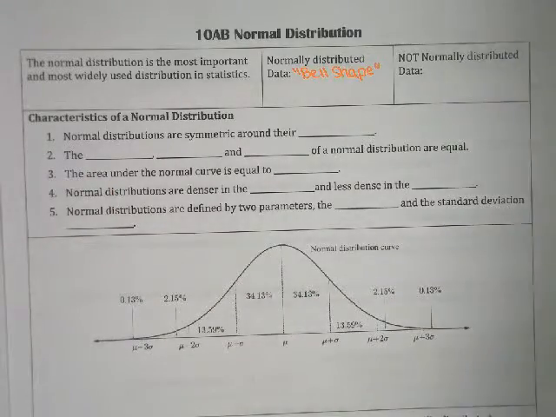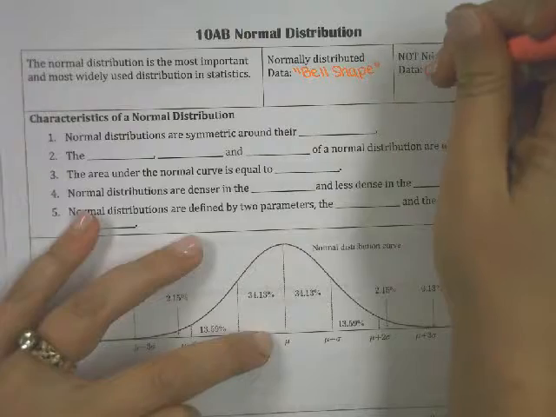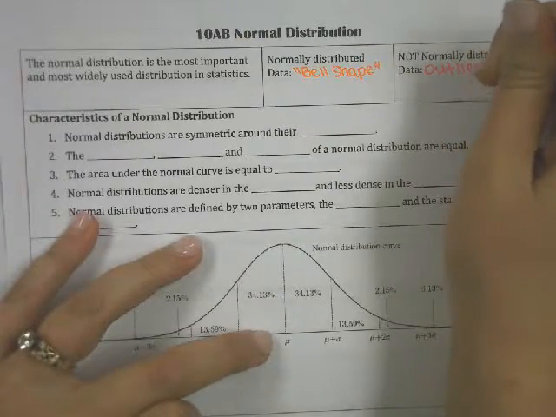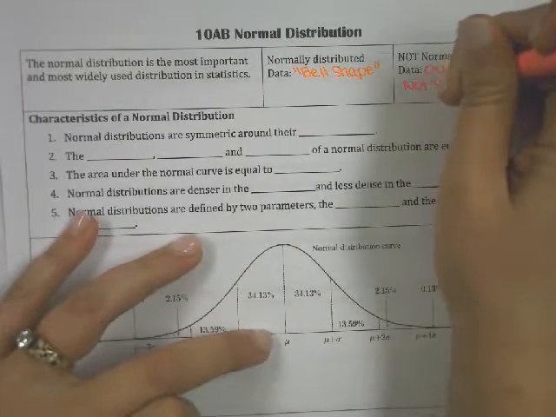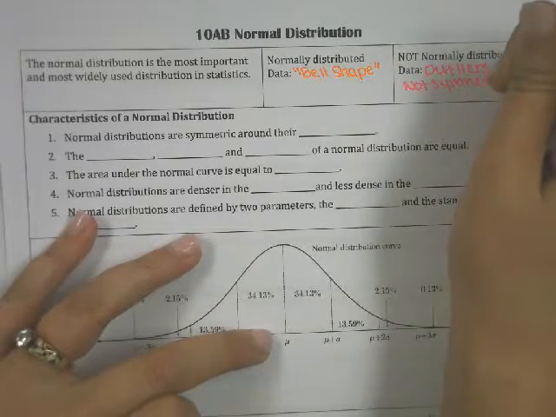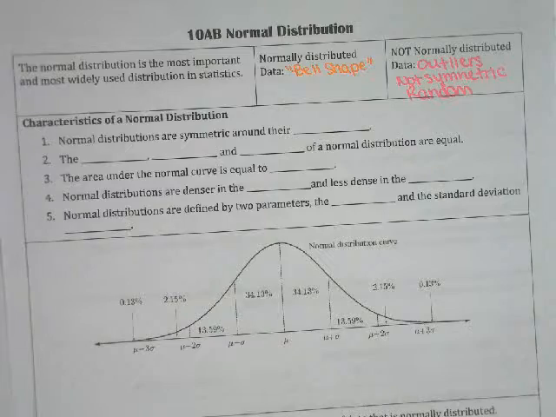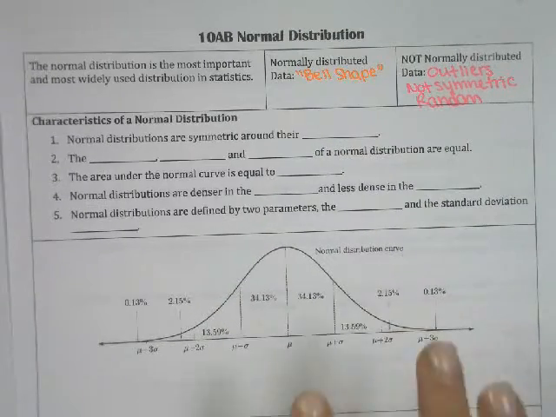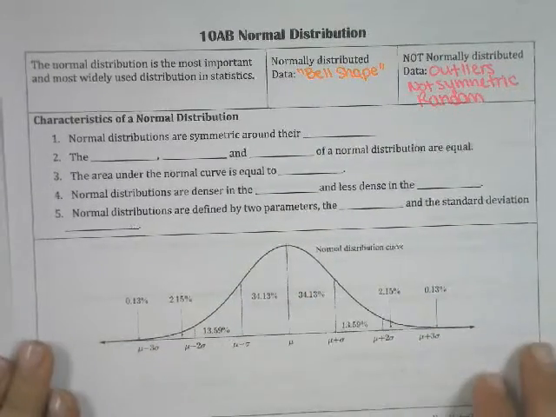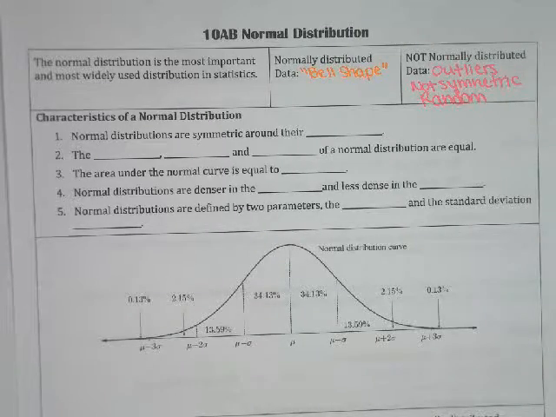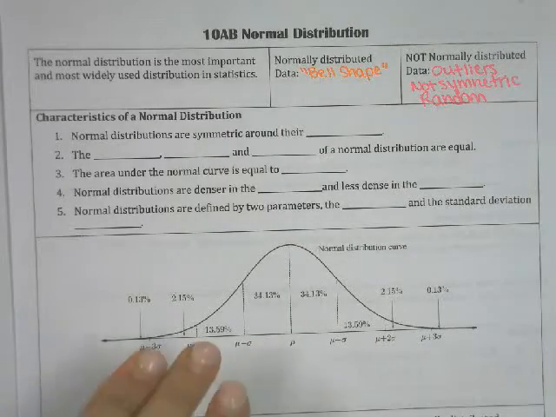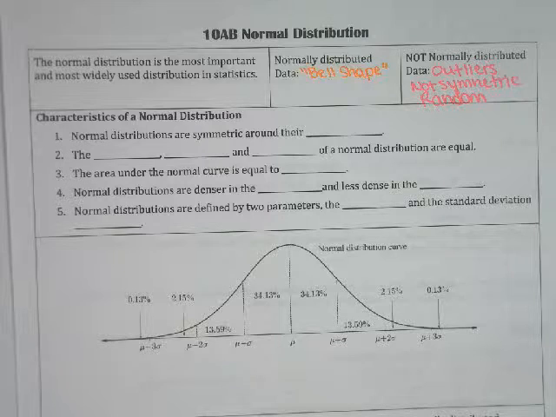Not normally distributed data may have outliers, might not be symmetric, might be random, okay? So data that's not normally distributed is not going to form this nice even bell shape. So if our data forms a normal curve or a bell curve, then we can do a lot of different things with it to estimate the chance of data falling in a certain place.